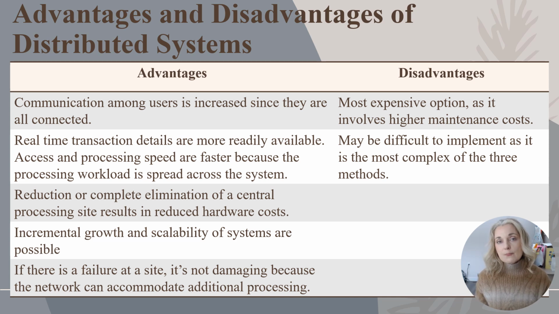There might be a better chance for growth and scalability because you have these teeny tiny hardware servers everywhere, so it is easier to buy an additional one versus thinking about how big of a server will we need. If there is a failure at one site, it's not damaging because the network can accommodate additional processing. So because everyone is connected, even if one site or server goes down, you can rely on the other servers. This is in direct contrast to a centralized system where, because you only have one server, if it goes down, the whole company basically shuts down.